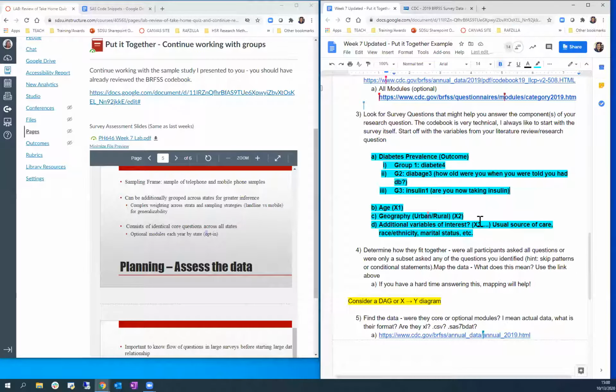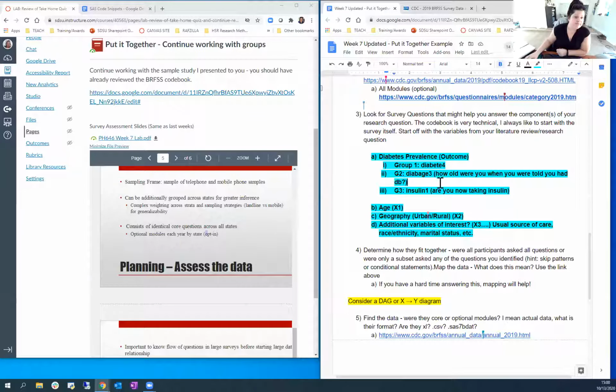Dr. Shapino, why wouldn't the second variable, the how old were you when you were told that you had diabetes, why wouldn't that be an age variable? Why is that an outcome variable? I'm confused about that. That's a good question.